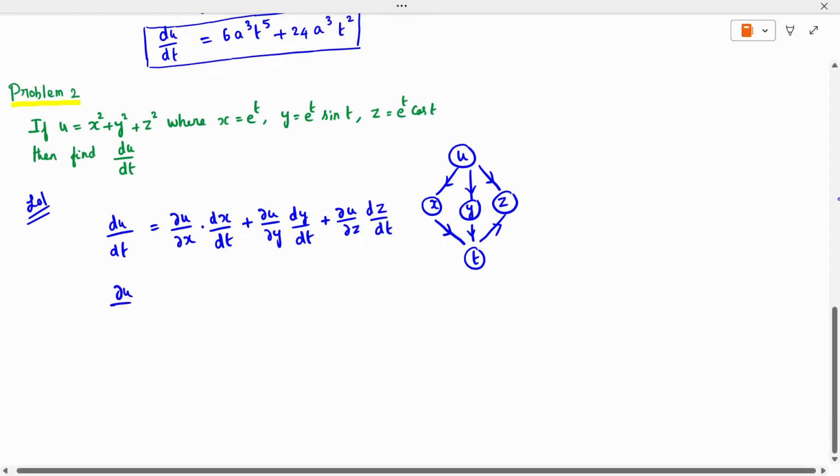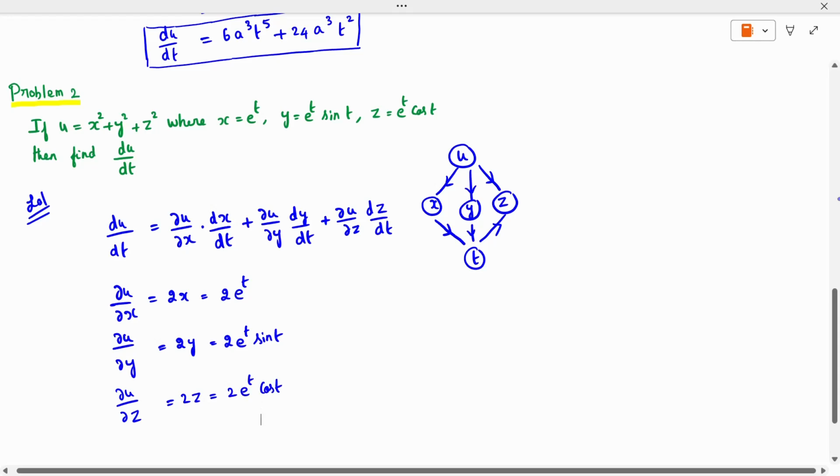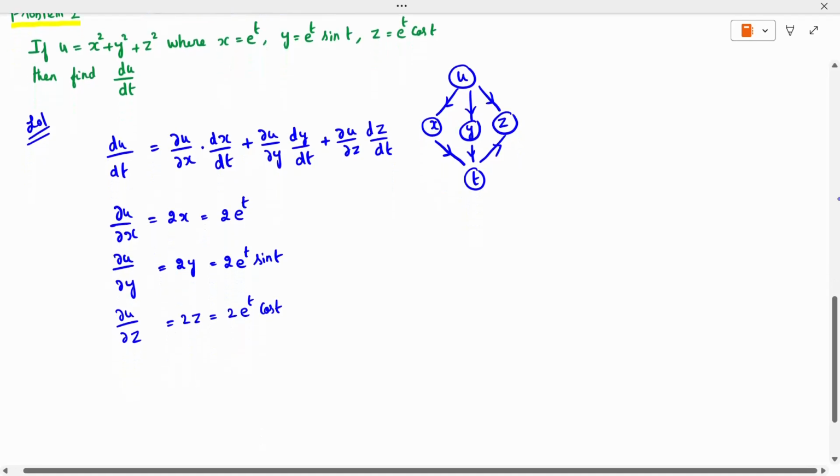So we will calculate each. Dou u by dou x first: x means 2x, but it should be only with respect to x. 2 into x, substitute e to the power t. Completed. Dou u by dou y is nothing but 2y, substituting, 2 into e to the power t into sin t. Dou u by dou z is 2z, which is 2 into e to the power t into cos t. Completed. Next, dx by dt.